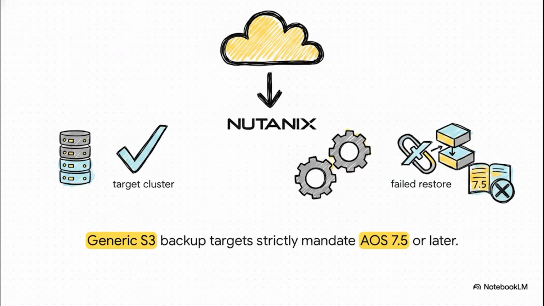And that brings us to a really strict underlying rule you've got to know. For that point-in-time backup to a generic S3 compliant object store, you absolutely must have your target clusters running AOS 7.5. Why? Because you need it to support this specific API interaction. If your cluster is running literally anything older than that, the restore just isn't going to work. Actually, the documentation explicitly warns that you'll get compatibility check failures if there's an AOS version mismatch during the installation phase of a restore. There's no way around it. You cannot bypass this check.